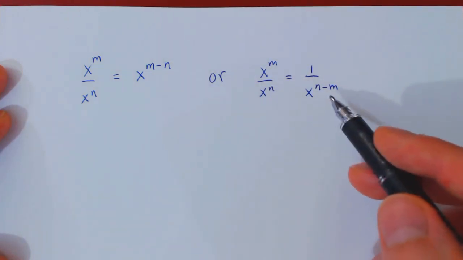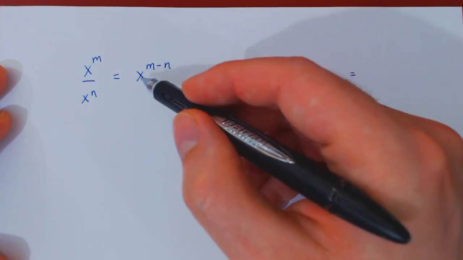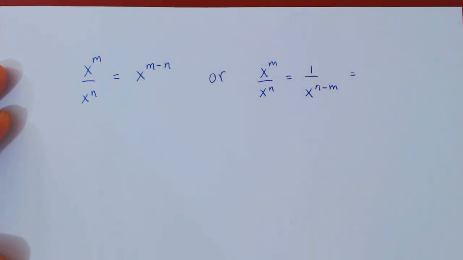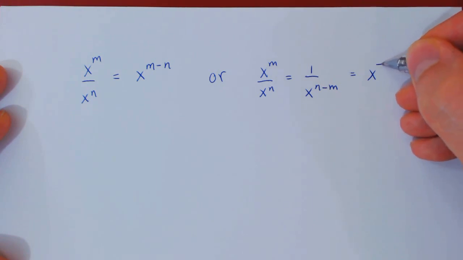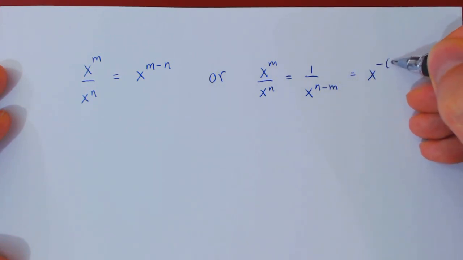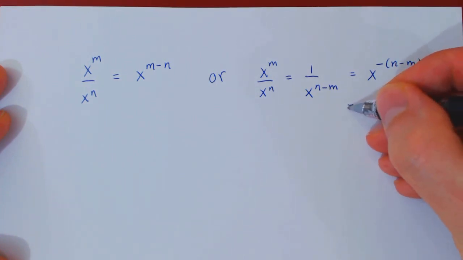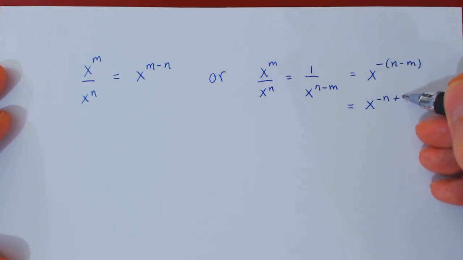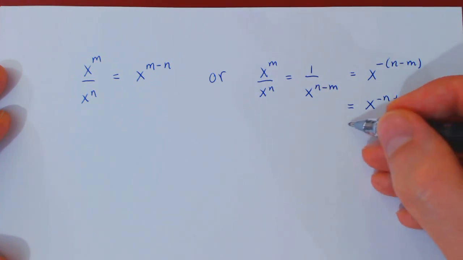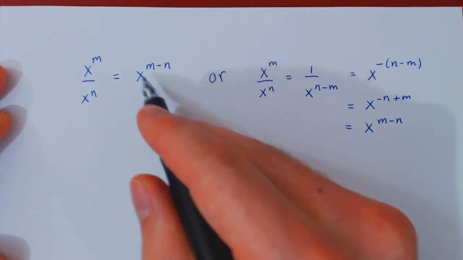And of course, these are the same. If you remember, when you send an x down or up, you simply get the reciprocal, which is the same as negating the exponent. So if you send the x down here back up, this will be x to the negative of the exponent, so negative of n minus m. And if you distribute, of course, you get x to the negative n, negative negative plus m. And if you swap the order, you get x to the m minus n, just as before.